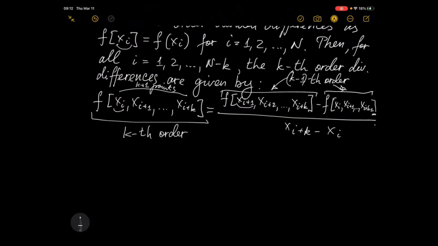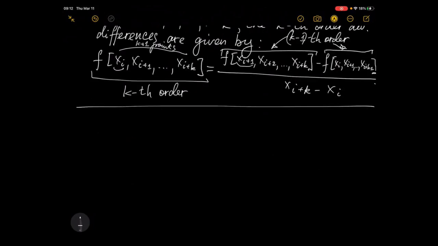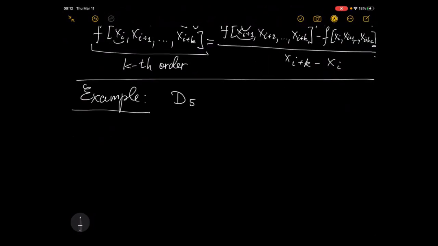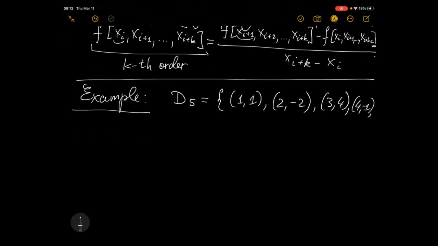So let us do an example, and it will help us to see through the definitions. Let us consider D5, a 5-point data set, which is (1, 1), (2, negative 2), (3, 4), (4, negative 1), and (5, 0).